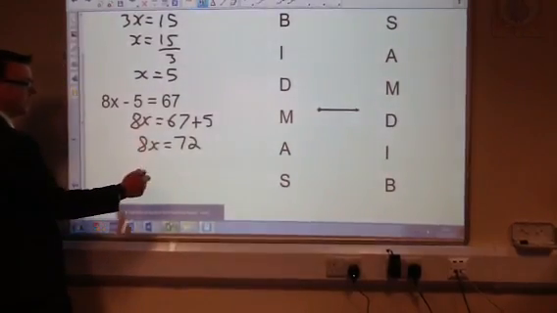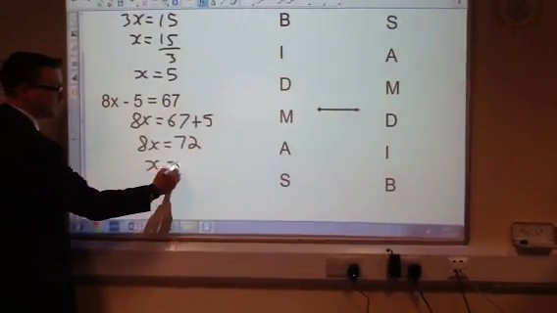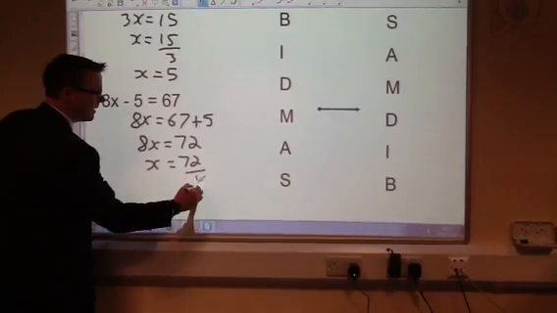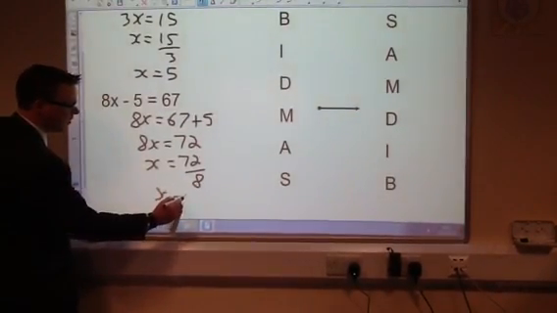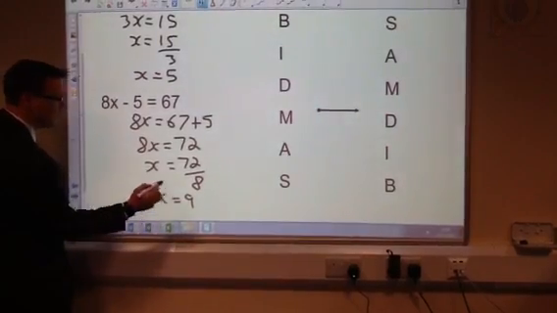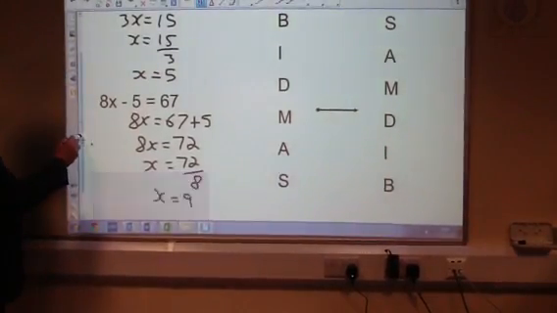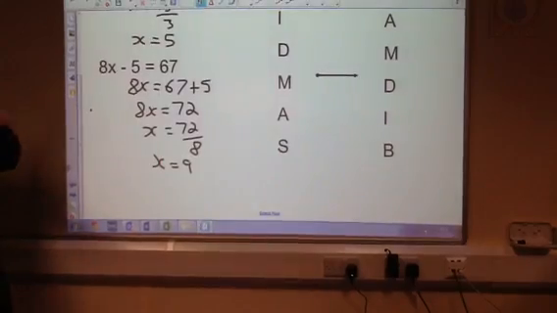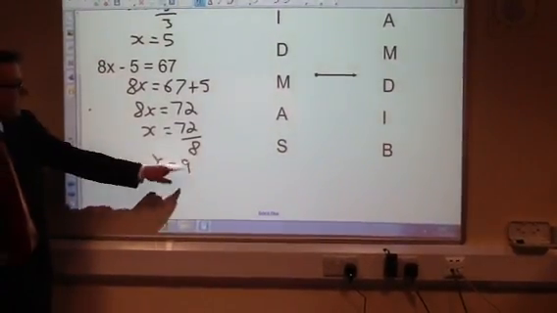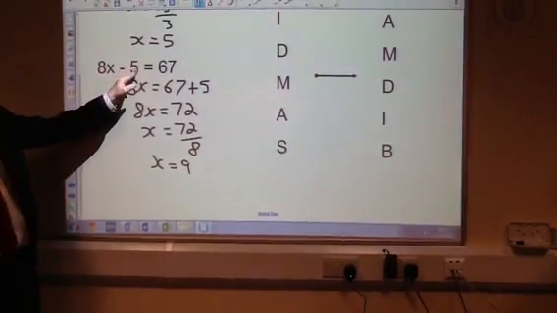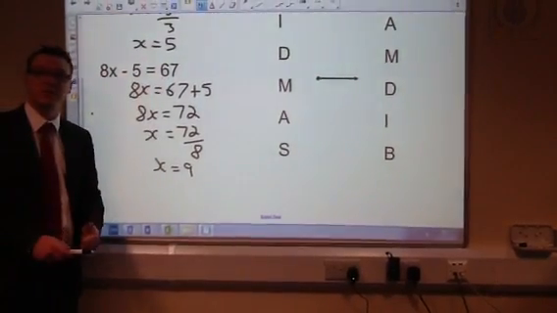I then got to get rid of this 8 by doing a division. So x equals 72 divided by 8. So x equals 9. If ever I want to double check my work, all I need to do is substitute this number back into the equation. So 8 times 9 is 72, minus 5 is 67, so I know that I've got it correct.